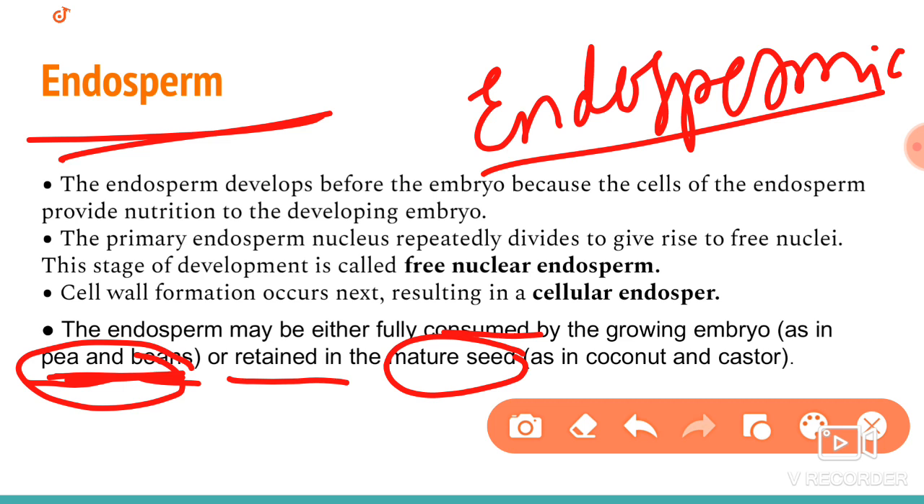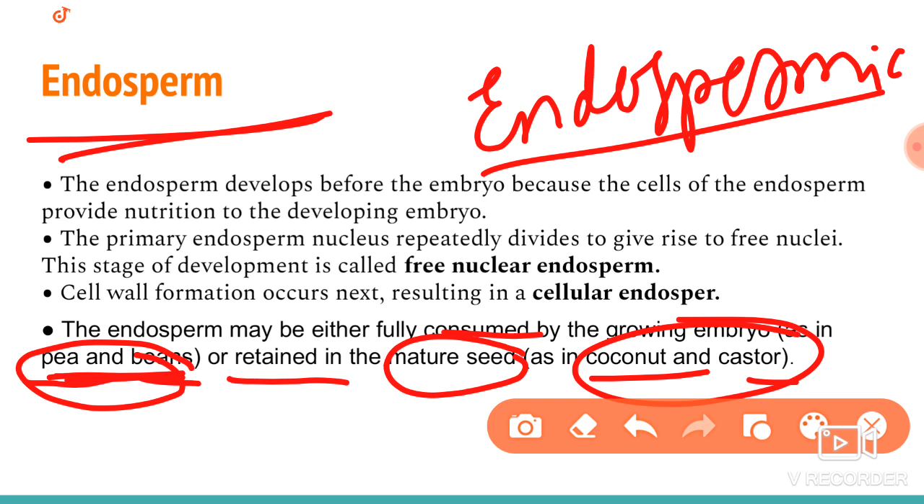Here you can take the examples coconut and castor. Coconut and castor are examples of endospermic seeds because they contain endosperm. For example, in coconut there is a presence of cellular endosperm and also free nuclear endosperm. Both persist for a longer time.